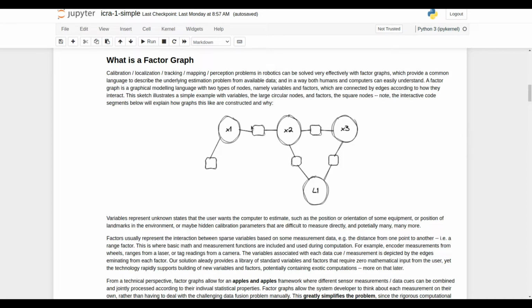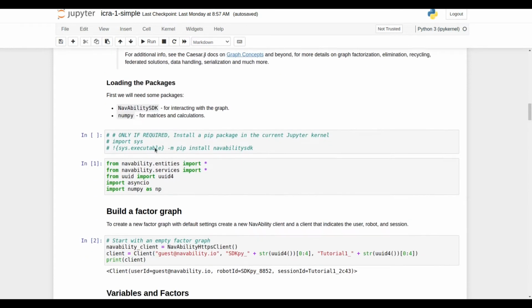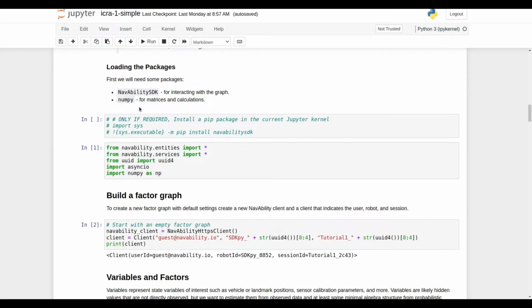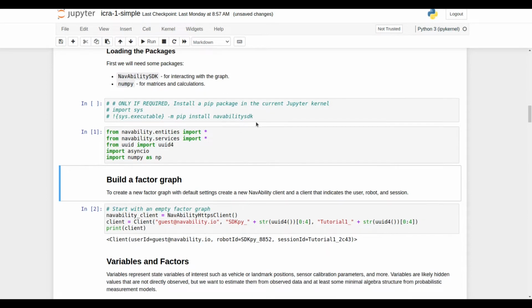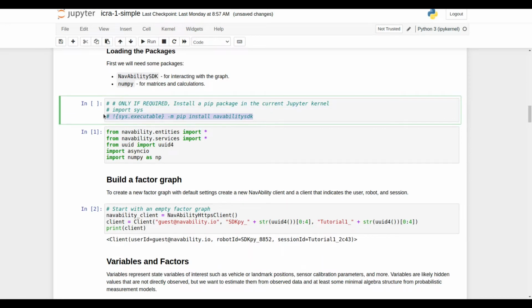We will get back to variables and factors later, but since this is an interactive tutorial, let's dive in and navigate a robot. First, we need to load the packages. We make use of the NavAbility SDK for interacting with the vector graph, and NumPy for matrices and calculations. If you run this code yourself, you might need to first install these packages, as shown in this block.